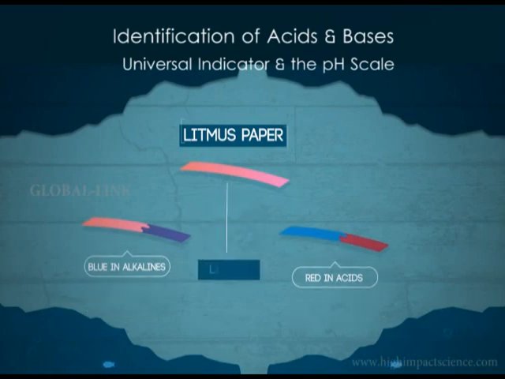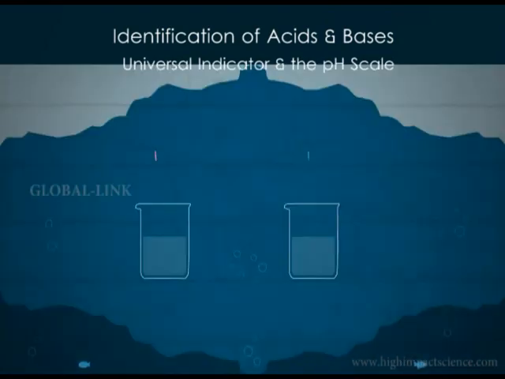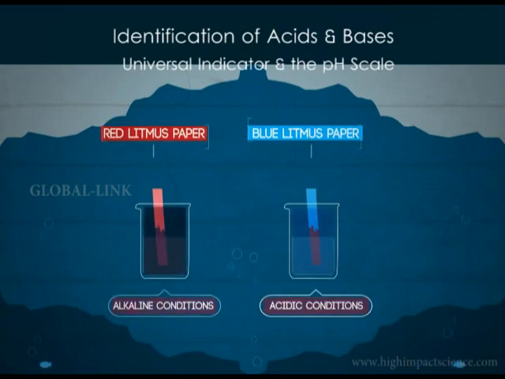It can be used as a liquid or a paper. The paper is the easiest and more reliable. It comes in red litmus paper and blue litmus paper. So just remember, a red litmus paper changes color for alkali, and a blue litmus paper changes color for acids. However, litmus paper only tells us whether a substance is an acid or an alkali, but it does not tell us how acidic or alkaline it is.